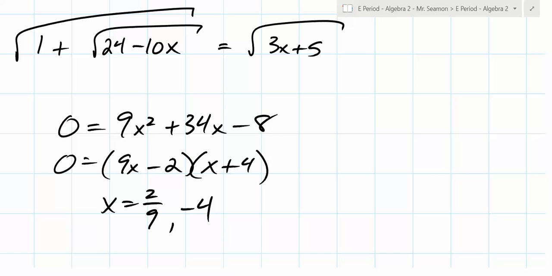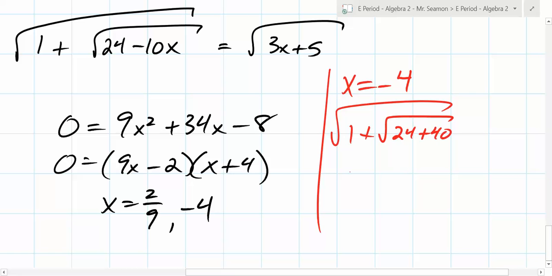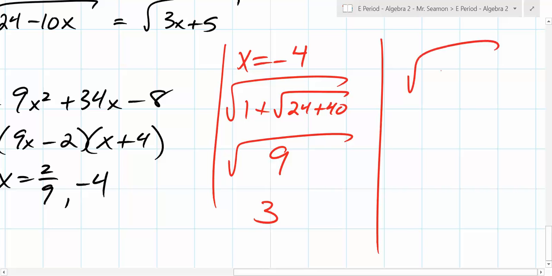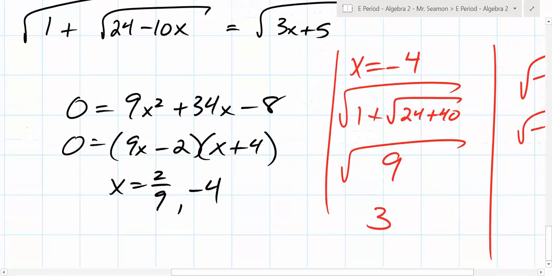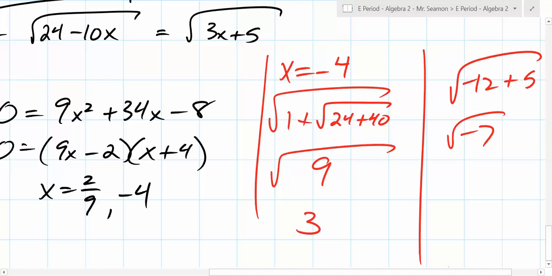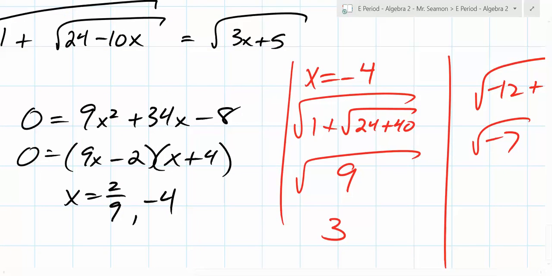Interesting. Okay, let's try the negative 4. I'm curious about this. So if x equals negative 4, and I'm going to check this, you end up with the square root of 1 plus the square root of 24 plus 40, right? So you're going to end up with the square root of 1 plus the square root of 64, which is the square root of 9, which is 3. And on the left, you end up with the square root of negative 12 plus 5. So square root of negative 7. Wow, that's really not even close. Usually it's not that definitive. Usually it's like 7 instead of negative 7. That's interesting. Okay, fine.